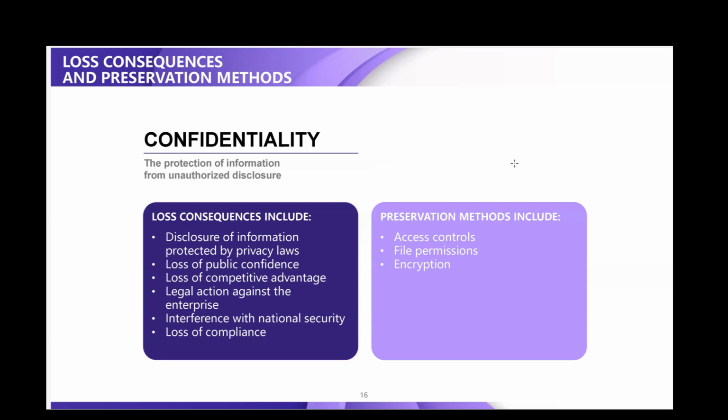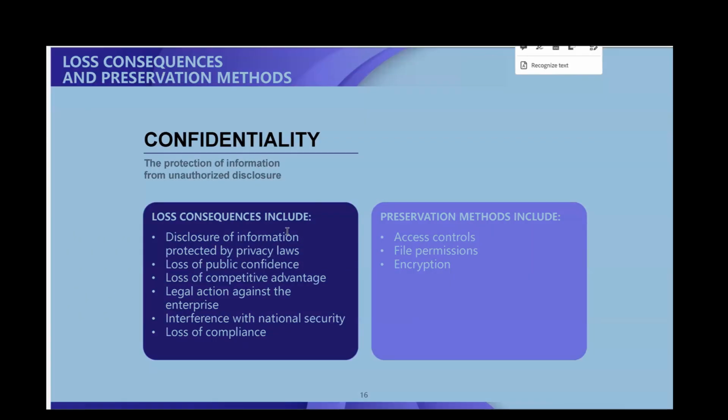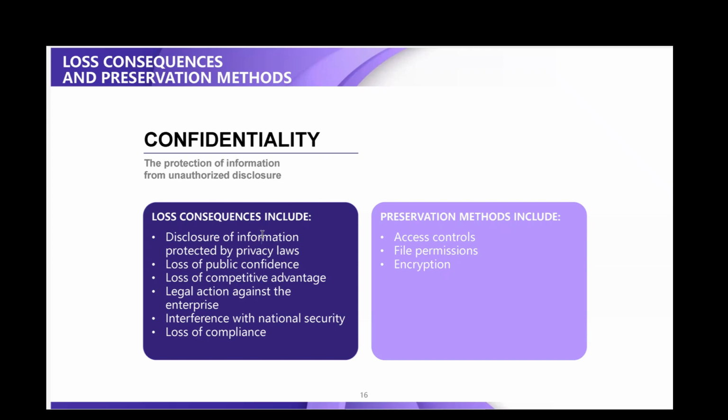As I've said, how do you ensure confidentiality? What are the losses? Before we talk about the preservation methods for confidentiality, the consequences of a confidentiality breach are as follows. The first one has to do with the disclosure of information protected by privacy laws. You know that privacy laws are a very big deal, especially if you look at the GDPR and the various acts that have been enacted by various countries and states, even in the United States.